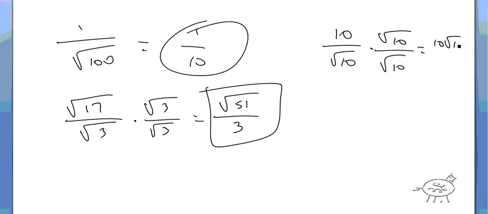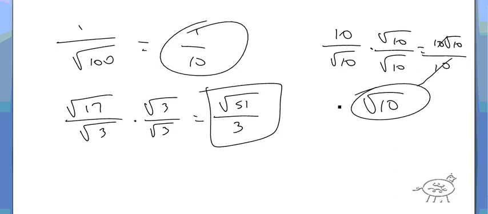What about 10 over the square root of 10? Well, rationalize it. Square root of 10 over the square root of 10. That gives me 10 root 10 over 10. The 10s cancel, and I just have root 10. Not too bad.